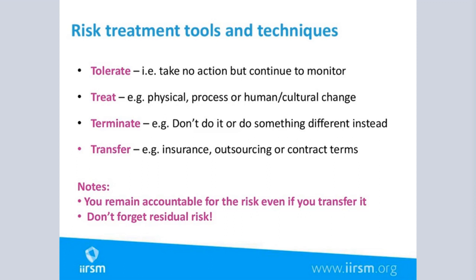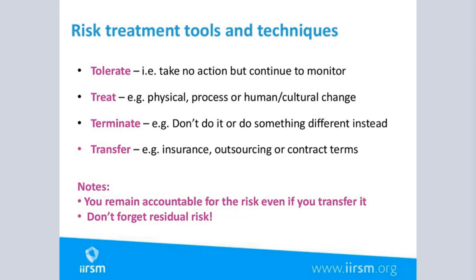For anything more substantial, we might decide to actually treat the risk. In other words, we'll put in place a physical process or human or cultural change. So a physical change could be something like installing a sprinkler system or putting a guard on a machine. A process change might involve changing a process completely to eliminate a risky part of that process. Or a human change might involve retraining someone to carry out a process in a different way.